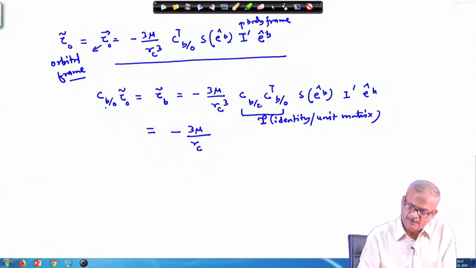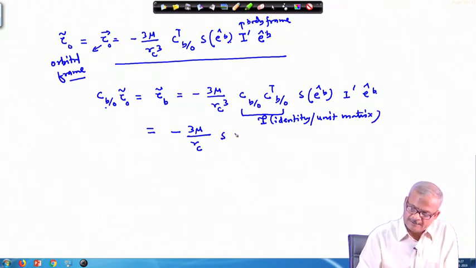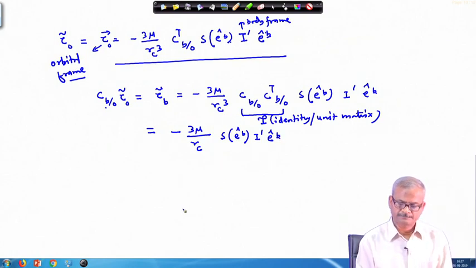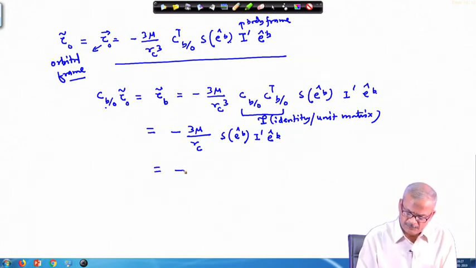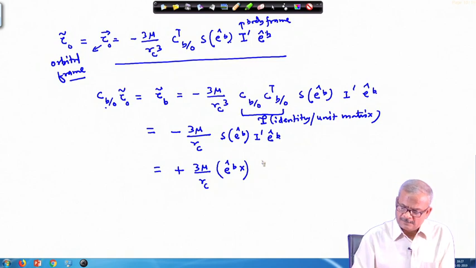Okay. So, therefore, this quantity can be written as S E B cap times I prime, and if you do not want to write it in this way, this minus sign can be absorbed here, and this can be written as E cap B cross. Okay. So, still this remains a matrix, this remains a matrix, this remains a vector.